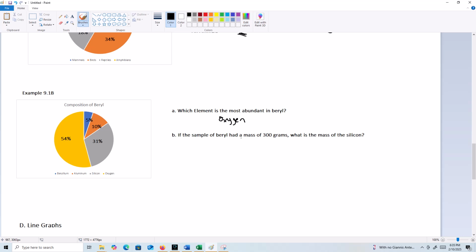If the sample of burl had a mass of 300 grams, by the way, I don't know if I'm saying that word right. I could be totally slaughtering it. But if the sample of burl had a mass of 300 grams, what is the mass of the silicon? So we have a total sample of 300 grams.